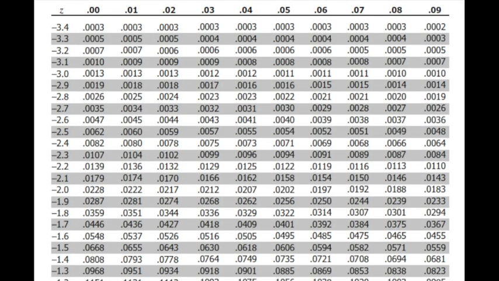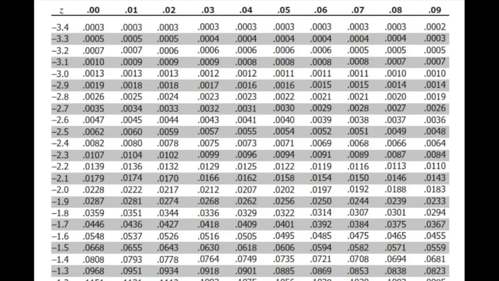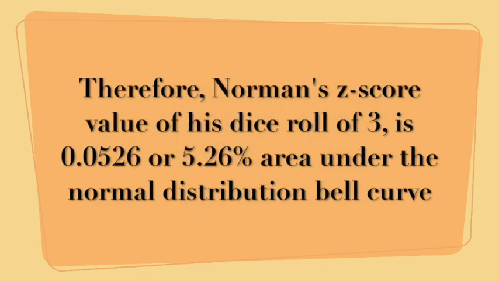So looking at our z-score table, we will find the value of negative 1.62. Looking at the left column, look for negative 1.6, which is our first two digits, and then at the top row, 0.02. The intersecting value will be 0.0526. Therefore, Norman's z-score value for his dice roll of 3 is 0.0526, or 5.26% area under the normal distribution bell curve.